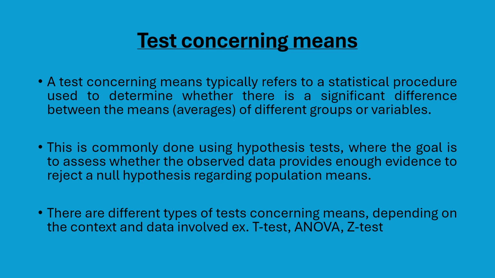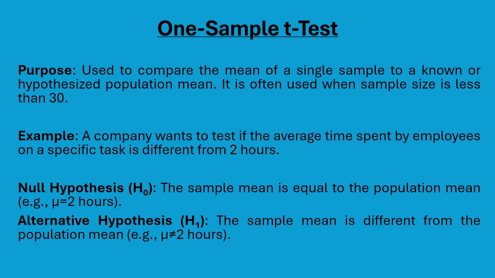There are different types of tests concerning means depending on the context and data involved. For example, we have t-test, ANOVA, and z-test. So let us learn about all of these one by one. The first one is one sample t-test. The basic purpose is to compare the mean of a single sample to a known or hypothesized population mean. It is often used when the sample size is less than 30.